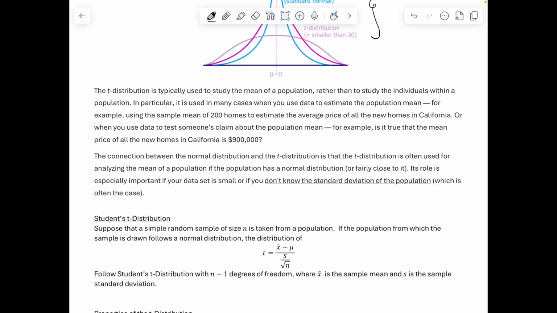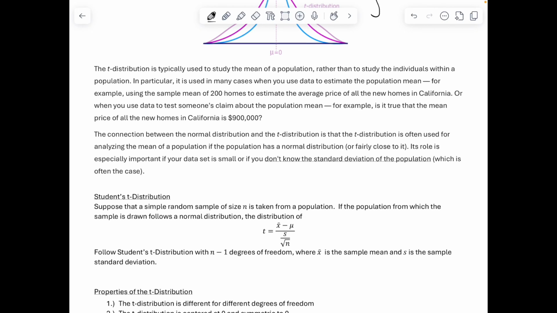Its role is especially important if your data set is small or if you don't know the standard deviation of the population, which is often the case. So we have a student t-distribution.